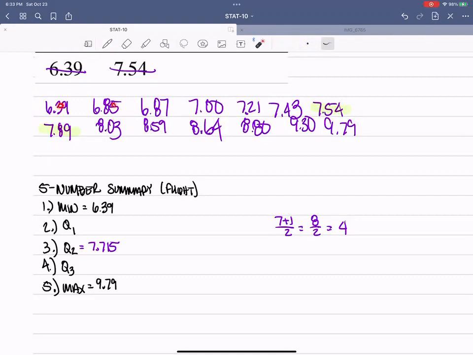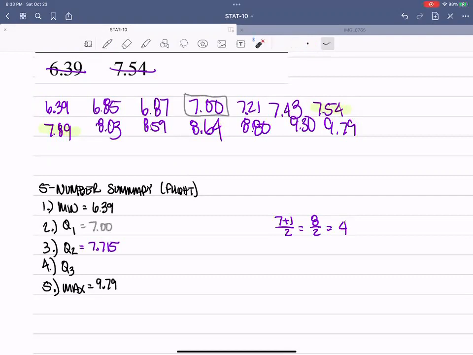So we have 1, 2, 3, 4, and it's this 4th number. Remember, we could go from the opposite end too. 1, 2, 3, 4, still the middle number. So this one right here is Q1. It's 7 even, or we could put 7.00.